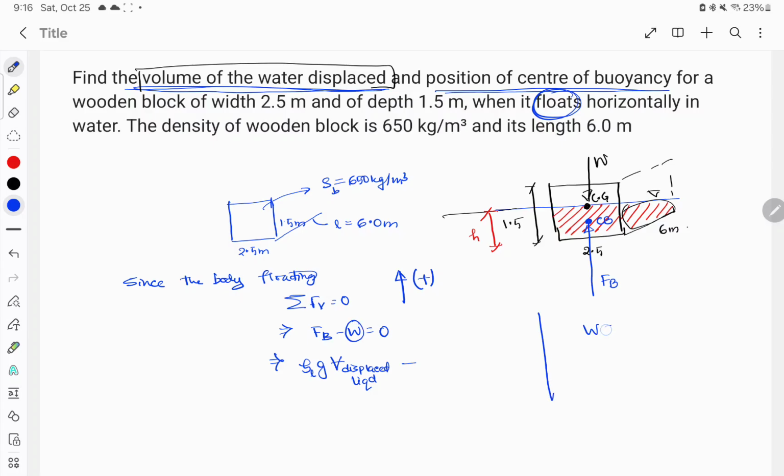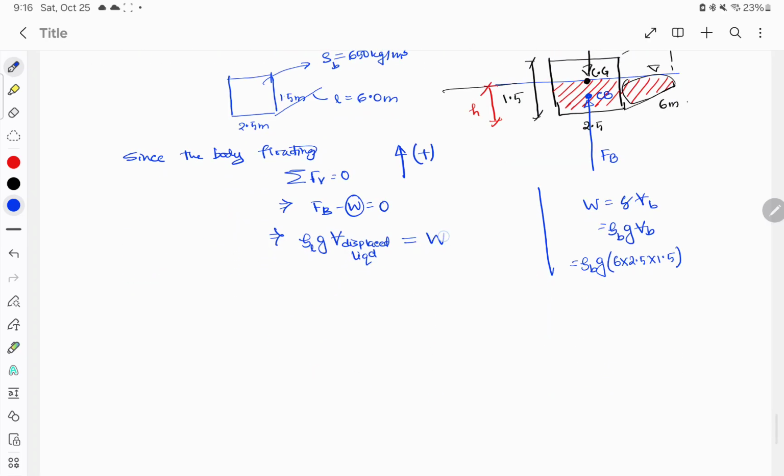So if I say on the side, weight is what? Gamma into volume of the block, which will be density of the block into g into volume of the block. Density of the block we already know, so we'll directly put it in. And volume of the block will be length into breadth into height. Length is 6, breadth is 2.5, and height is 1.5. So we'll use this. Let us put W in that direction.